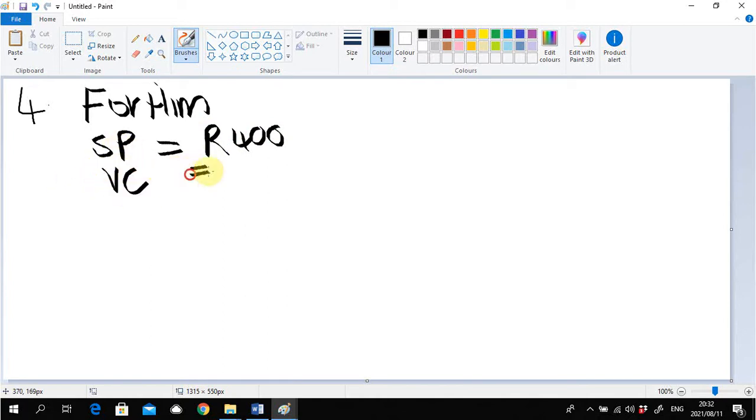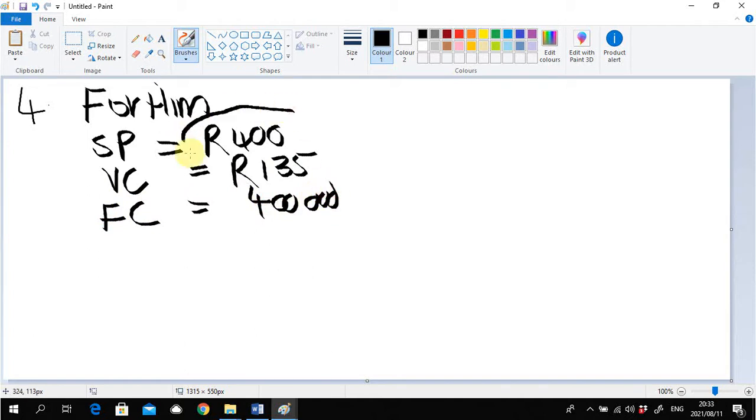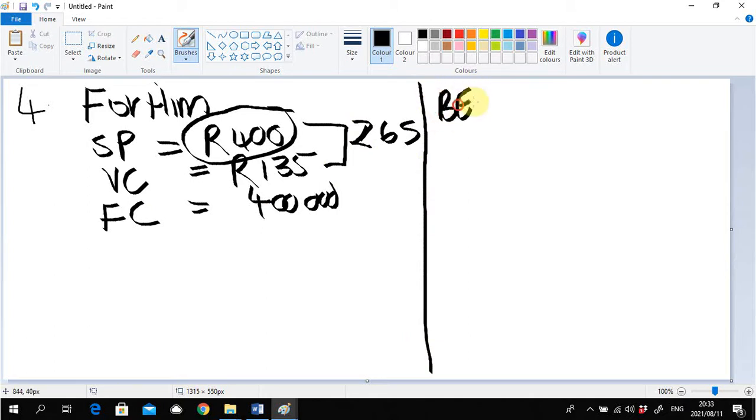Then what was the variable cost? The variable cost for him was given as 135. And we also had fixed cost, which was 400,000. So there has now been a change in the selling price. It's now 400 Rand. So if I look at my contribution margin now, 400 minus 135 gives us 265 Rand contribution margin. And they're asking us to do the break-even units. So break-even in units is fixed cost divided by the selling price minus the variable cost of a unit.